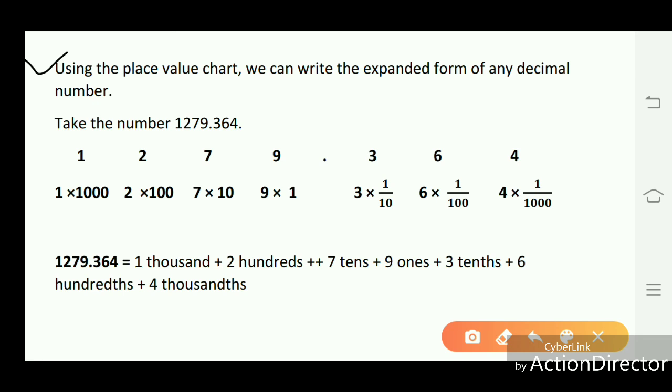So 9, we write 9 as 9 into 1 because 9 is in the 1's place, 7 in the 10's place, so we write 7 into 10, and 2 in the 100's place, so we write 2 into 100, and 1 in the 1000's place, so we write 1 into 1000.